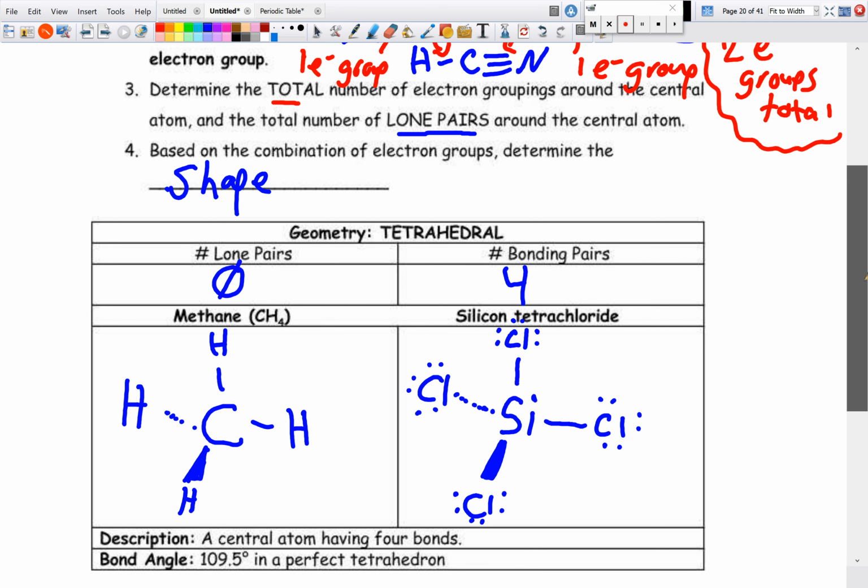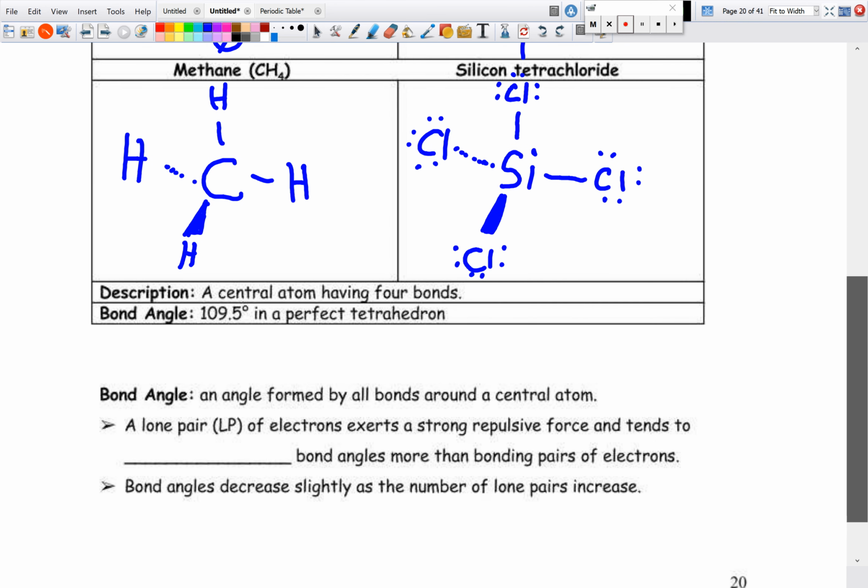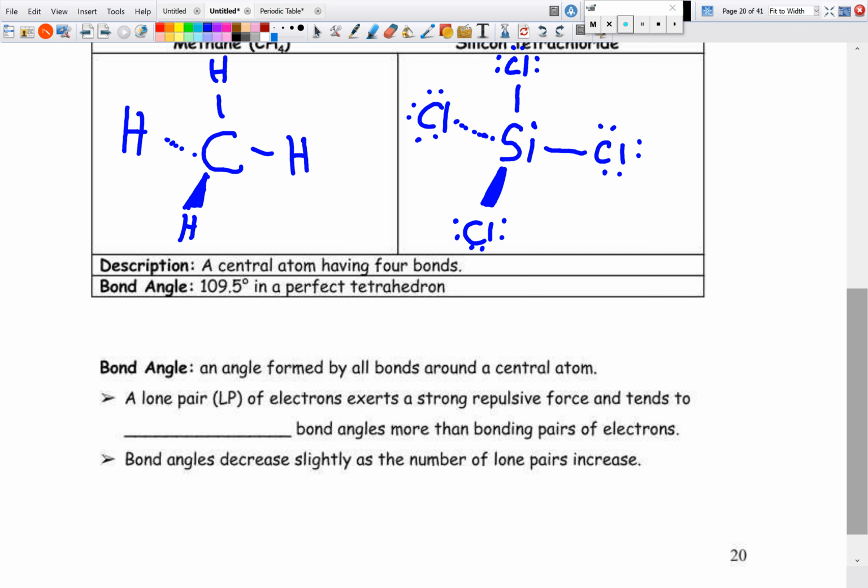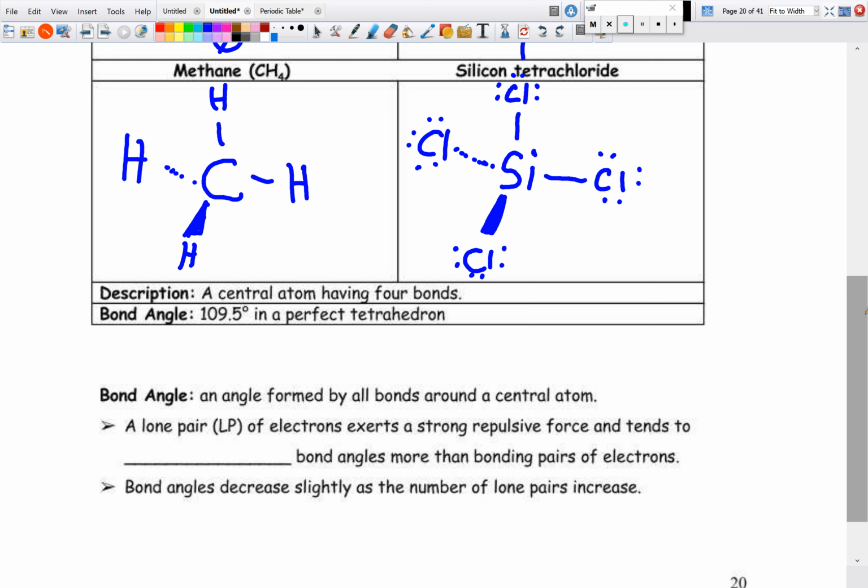Now our next one. Oh, sorry. Almost forgot about that a little bit. Just a little explanation of what a bond angle is. So a bond angle is just an angle formed by all bonds around a central atom.